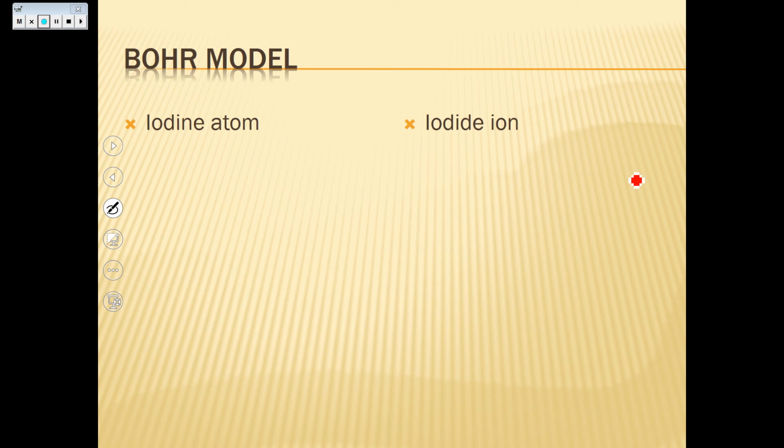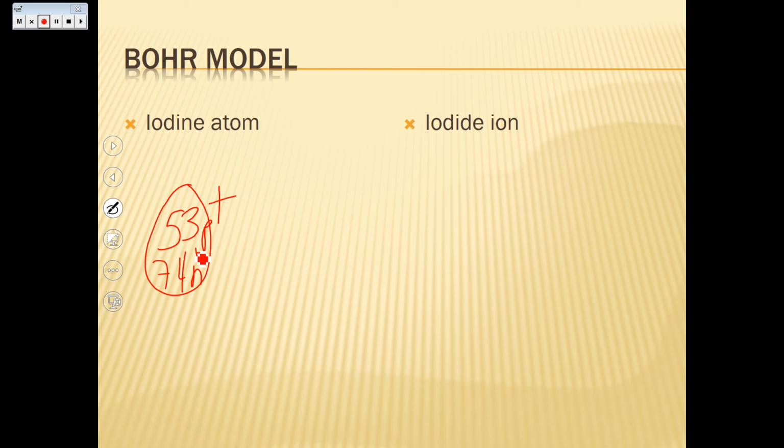Let's take a look at the iodine atom versus the ion. Iodine has an atomic number of 53. Its number of neutrons is 127 minus 53. I don't have my calculator with me. That's 74, I believe. If I have these numbers off, I apologize. I'm doing this quickly in my head at night.